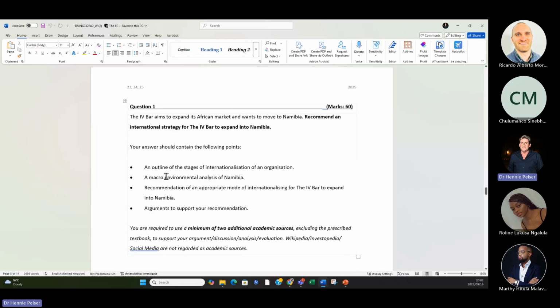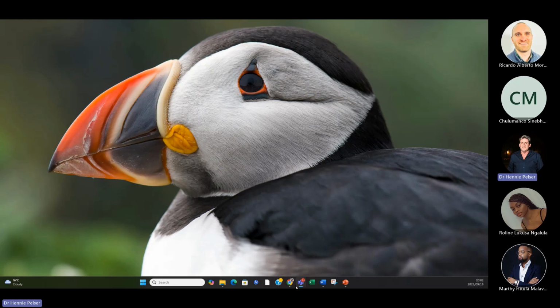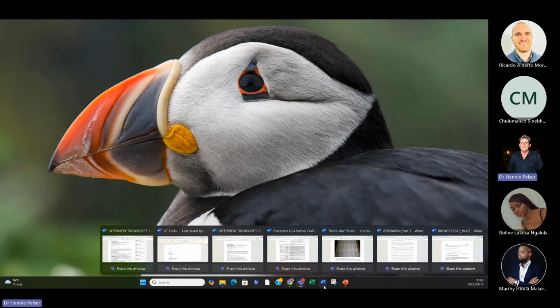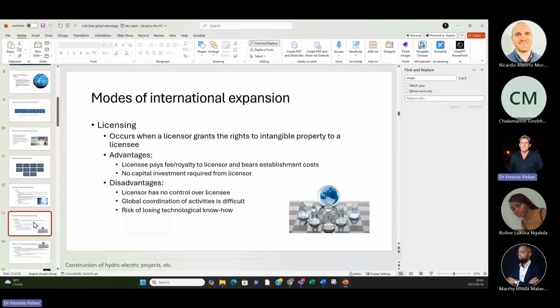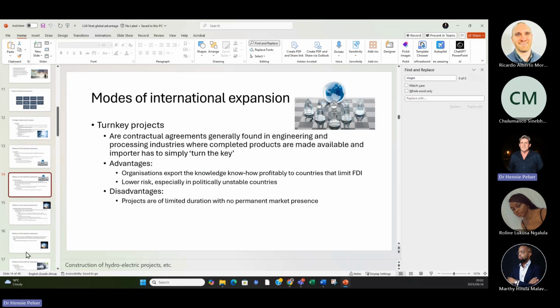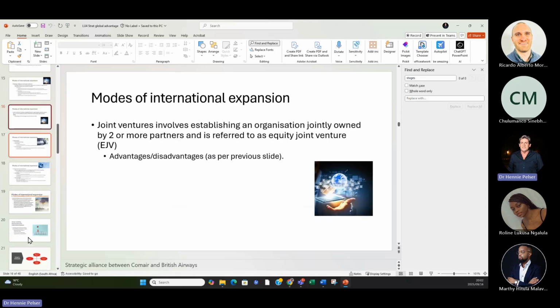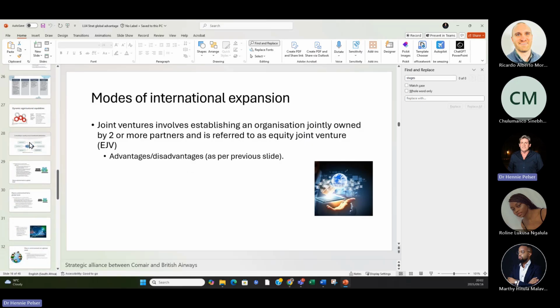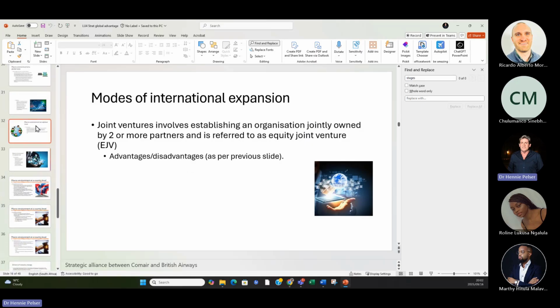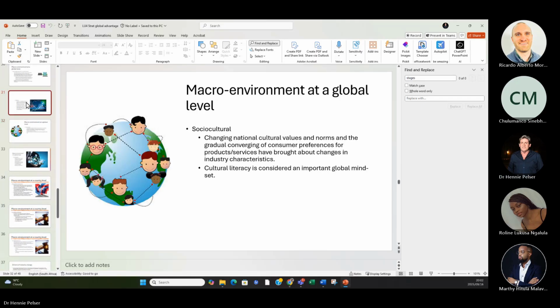The second one is a macro environmental analysis on Namibia. So we go and look here. Why did I do that? We go and look here, and you'll see that there's quite a bit of discussion. So still learning unit four, where is the macro environmental analysis?